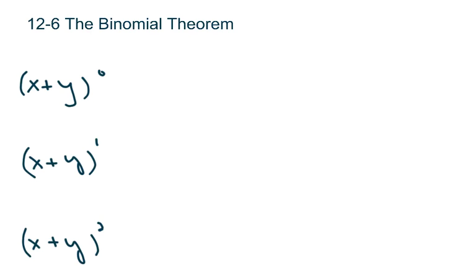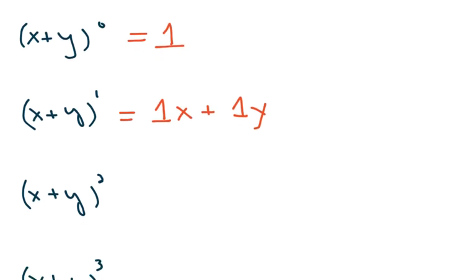Well, remember, anything to the 0 power is 1. And anything to the first power is just itself. And I'm going to write it like this, just because I want you to see the pattern. All right, now let's go down to squared.